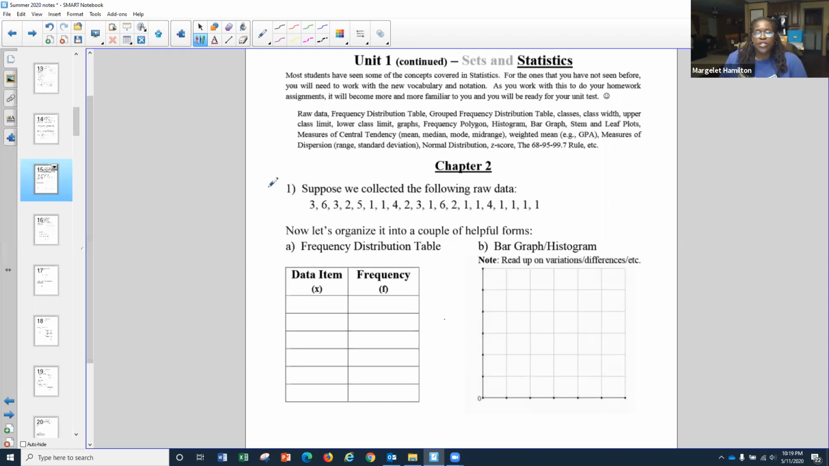Okay, so here we have this raw data. Suppose we collected the following raw data. Each piece of data is counted in the raw data, and this is known as your N. The number of pieces of data that you have is known as your N value. Say you talk with 30 people or 40 people, then the pieces of data you get from them are going to be 40 pieces of data, or N equals 40.